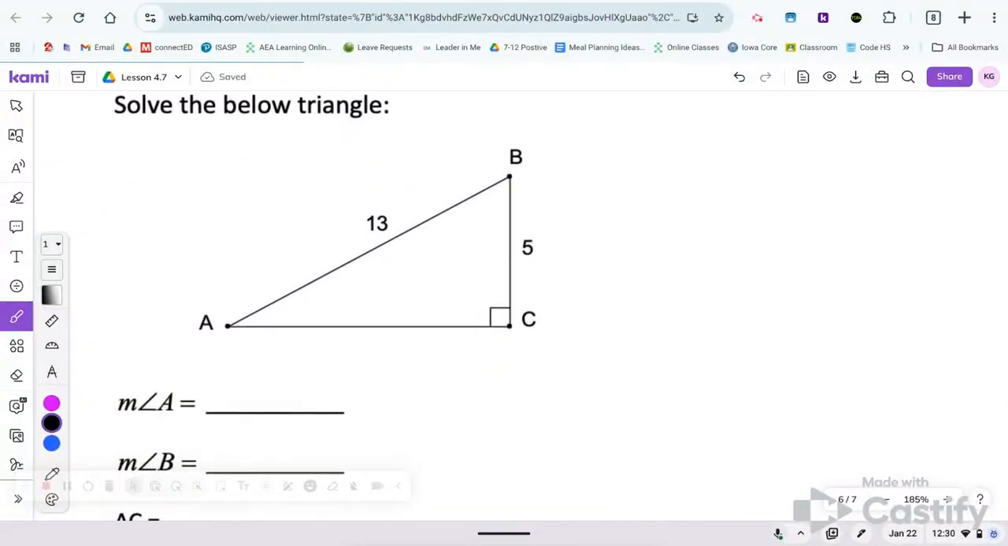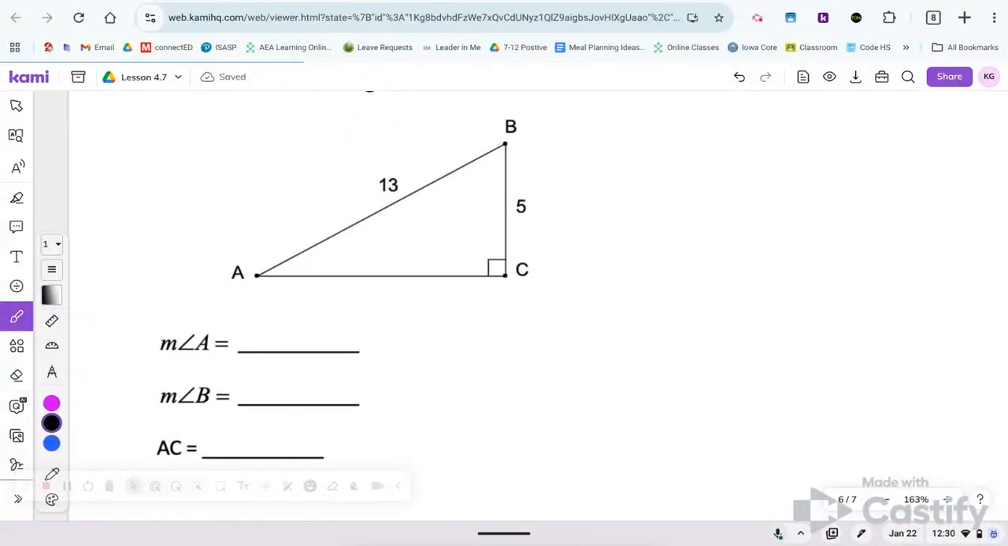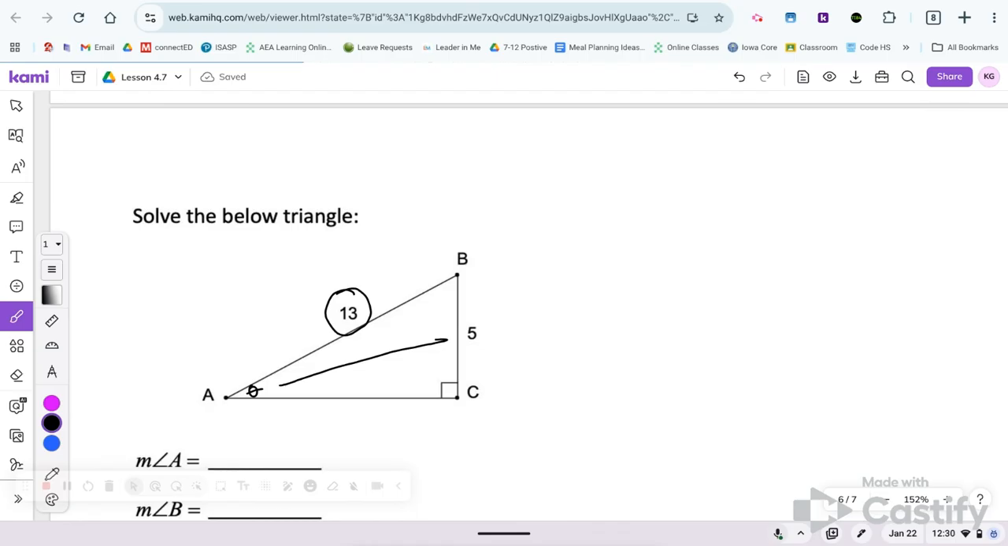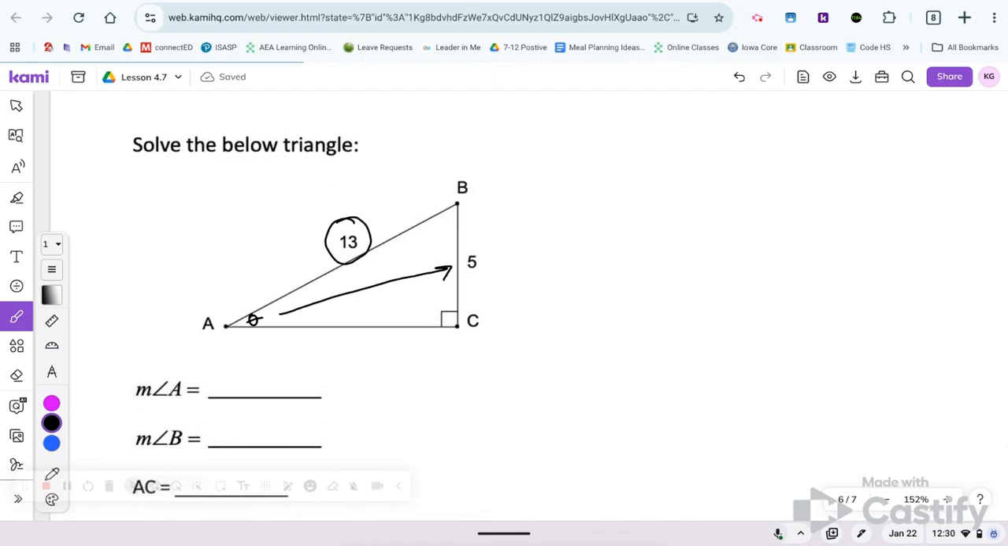On this triangle below, it wants me to solve for these missing sides and missing angles. So first I'm looking for measure of angle A. So I'm going to put the theta there. I have hypotenuse information. I look at the theta compared to the 5, and that is opposite the triangle from it. And so I know I'm going to use sine. So the sine of theta I know is 5 over 13.